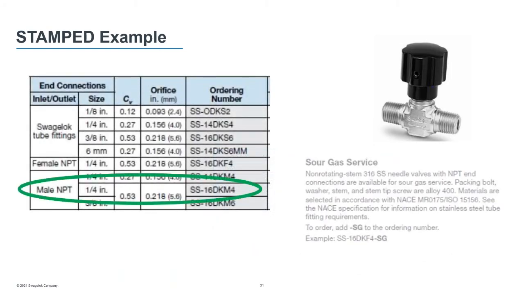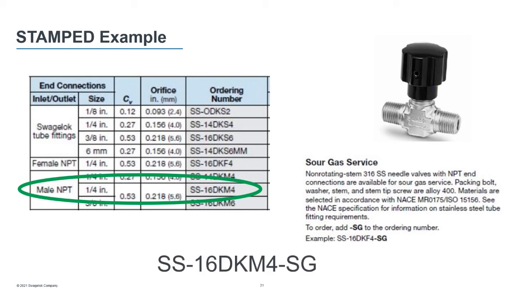In terms of end connections, you'll note that this table has male NPT connection, and it has the correct CV calculation that we need. So following that across to the end, you'll find the ordering number for the valve. However, we do have to slightly manipulate this because it is a sour gas application. So we have to choose that designator -SG at the end. And lastly, at the bottom here, you'll see the final part number for the valve.